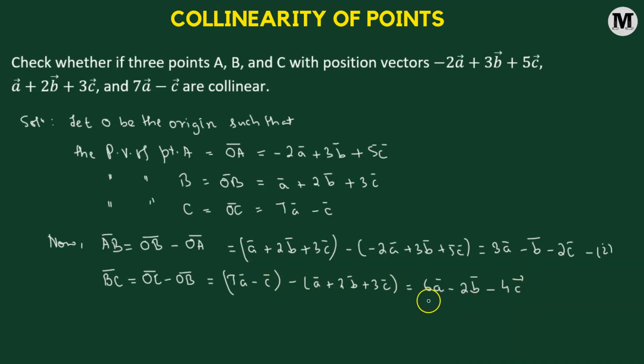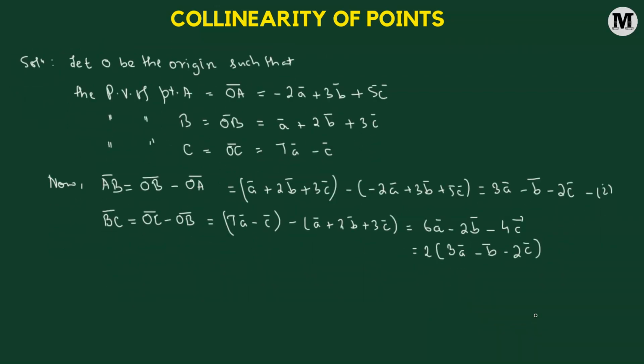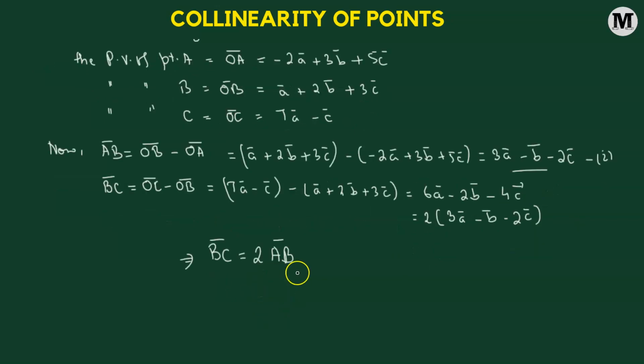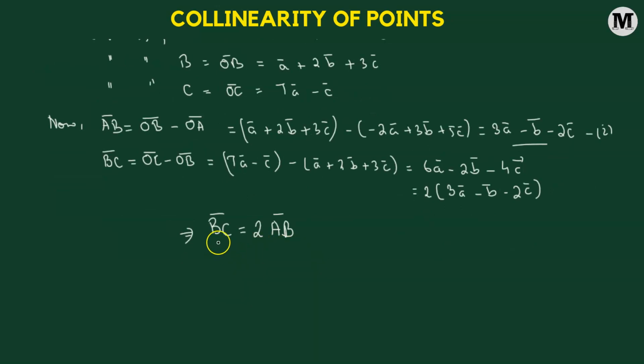However, we can further simplify this. Now, if we take 2 as the common factor, so we have 2 multiplied to 3A vector minus B vector minus 2C vector. So that means we have BC vector. This implies that BC vector is equals to 2 times 3A minus B minus 2C, that's nothing but the vector AB. So we have 2 times the vector AB, which means that we have been successfully able to express the vector BC in terms of AB. All we have to do is multiply it with some scalar which has a value of 2.